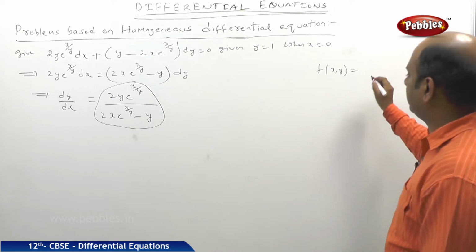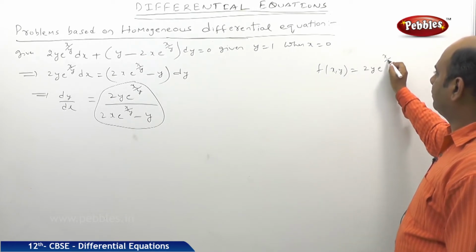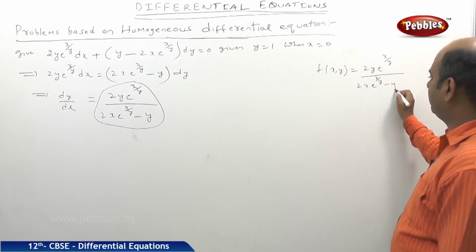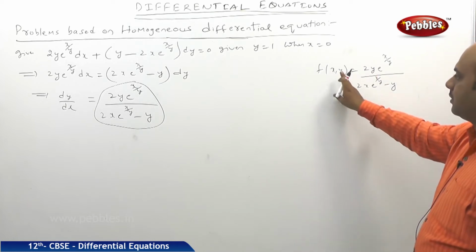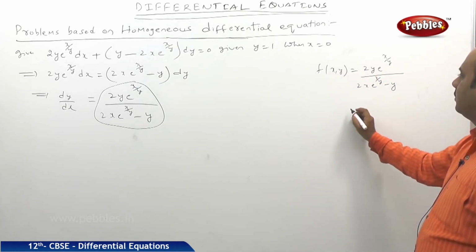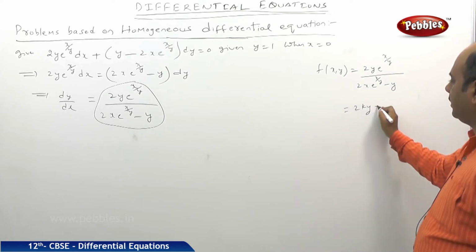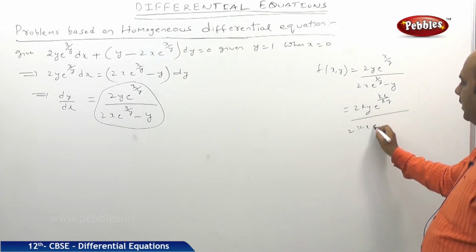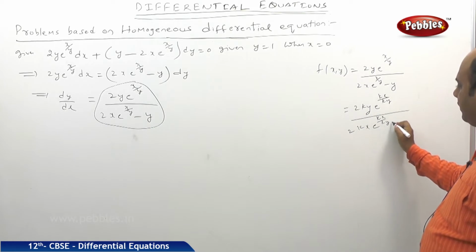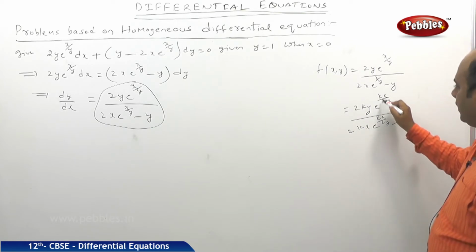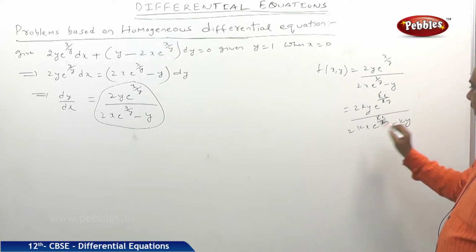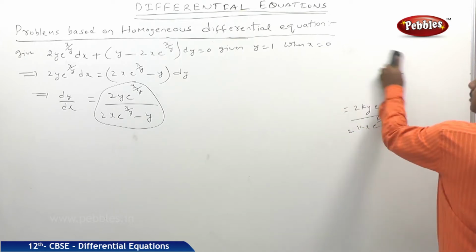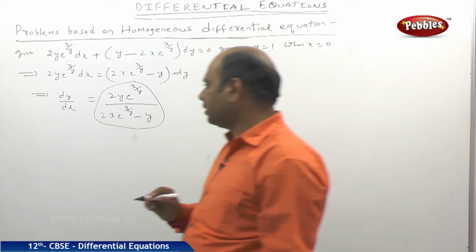So f of x comma y is equal to 2y e power x by y whole divided by 2x e power x by y minus y. So in place of x, kx, and in place of y, ky I will substitute. So what happens, 2ky e power kx by ky, and here also 2kx e power kx by ky minus ky. I think here k cancels, here also k cancels, k I can take common, so both k will be getting cancelled, both numerator as well as denominator. So definitely this is a homogeneous differential equation.